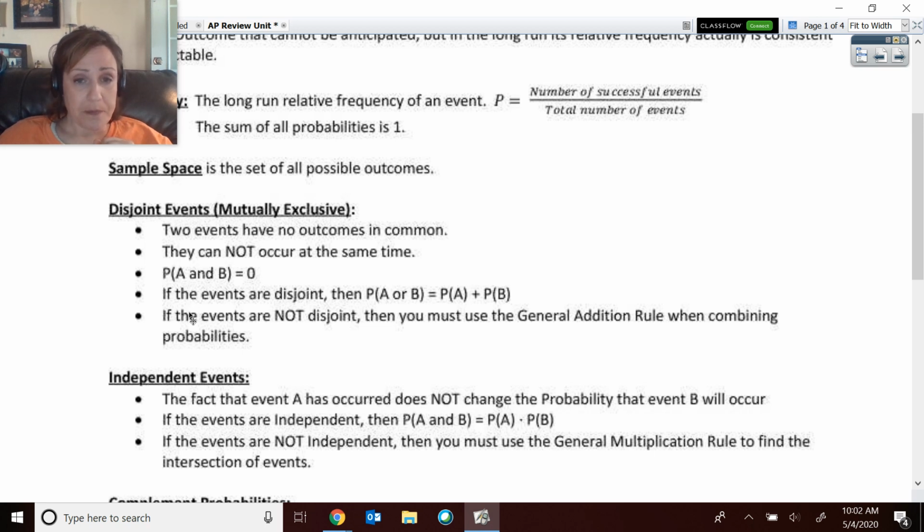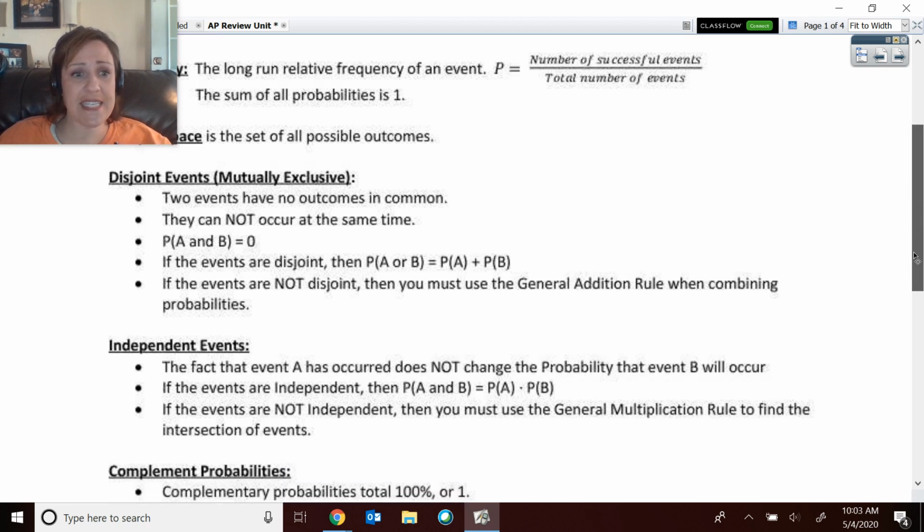All right. If events are disjoint, then it's easy to add. You could just add this one's probability plus this one's probability. Okay? Because there's no overlap that could get counted twice. All right. So if they are not disjoint, then you have to use this general addition rule, which I'll show you in a minute. All right, next, independent.